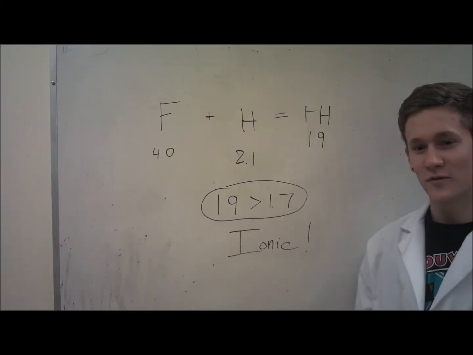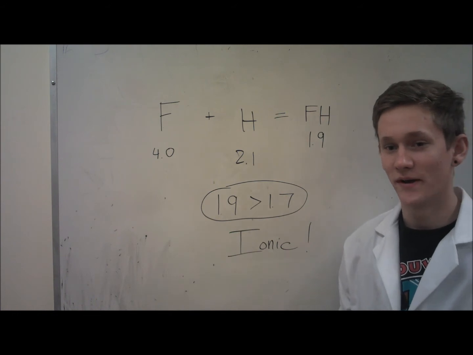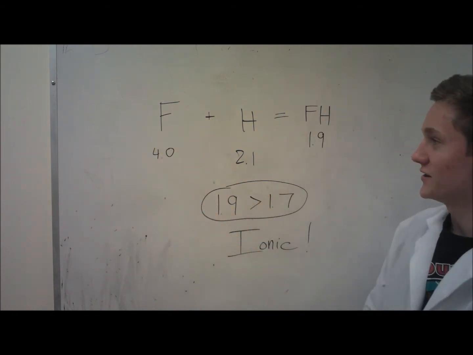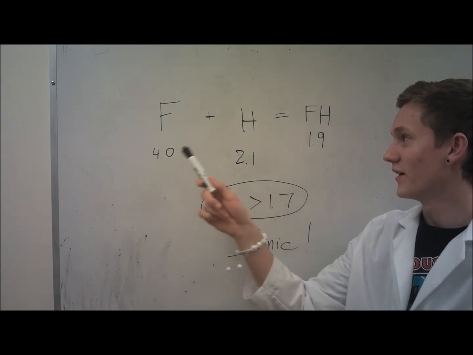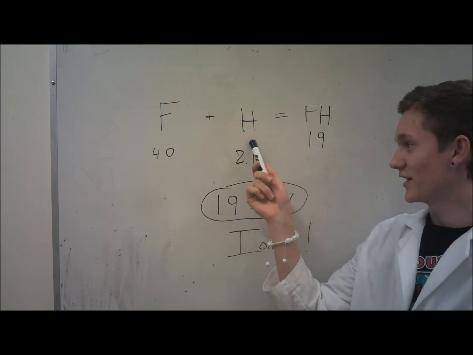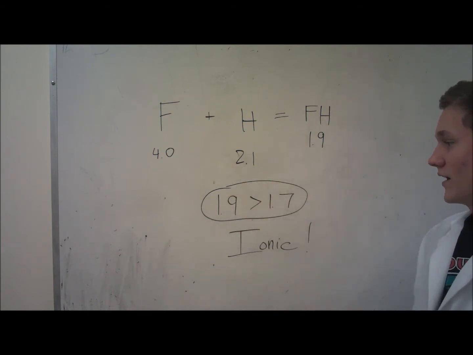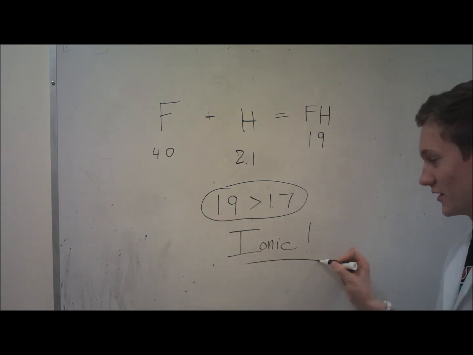We have learned previously that ionic bonds are between a metal and a nonmetal, but as you can see here, there can also be two nonmetals. As you can see, fluorine has an electronegativity of 4.0 and hydrogen an electronegativity of 2.1, creating a difference of 1.9. And 1.9 is greater than 1.7, so this bond is also ionic.